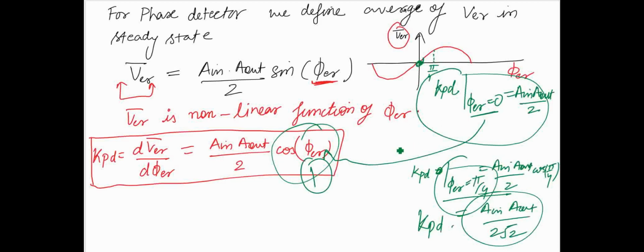So you can see that there is a change in the gain of the PD. Why is there a change in KPD? This is because the average of the V error is non-linear with respect to the phase error. I'm again repeating, in the locked state, if you make any change in the input phase, the gain by which the voltage error changes is going to be different, since it is not linear. That's why this is happening.